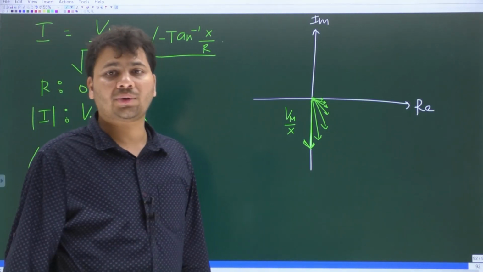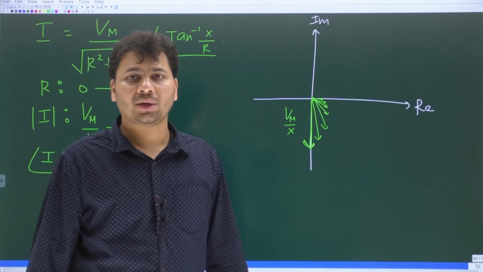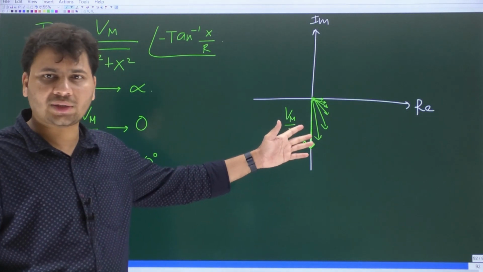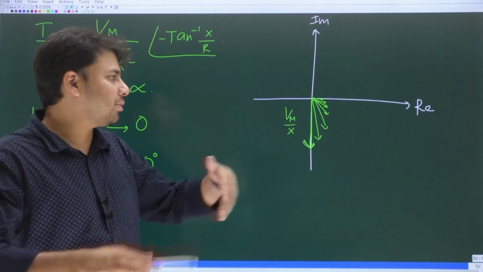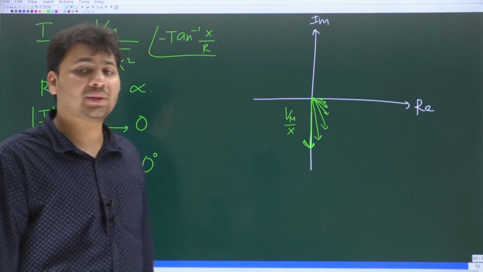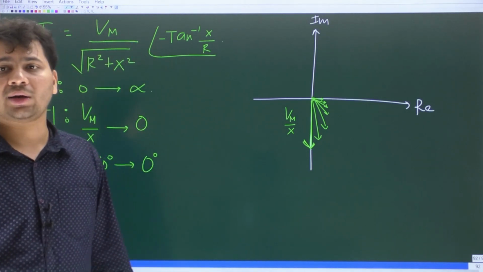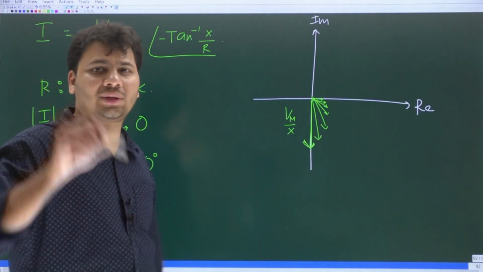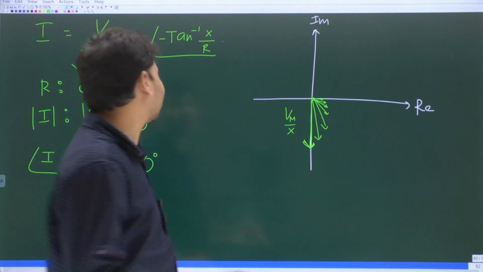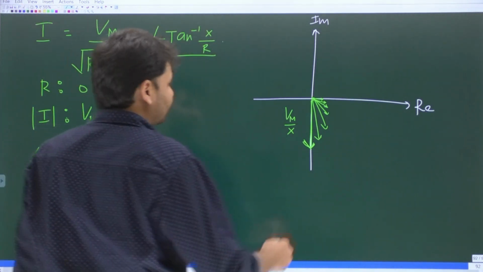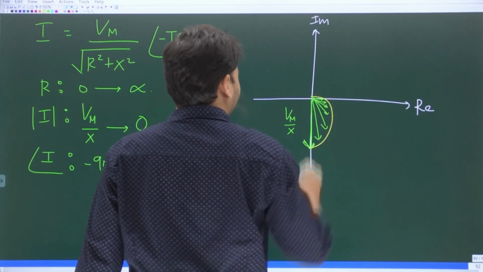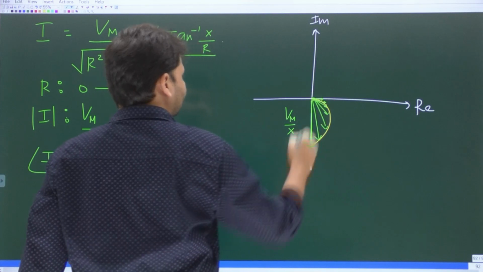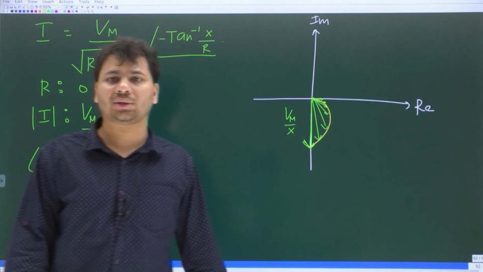Now the question is what is the locus of the tip of the phasor current I? That means you just have to join. So here I have drawn a few phasors that will indicate how the magnitude and the angle are going to change when R is varied from 0 to infinity. Once you draw a set of phasors, you just join all the tips. When you join all the tips, you will get something like this. Let me just rewrite. I hope you can see this.